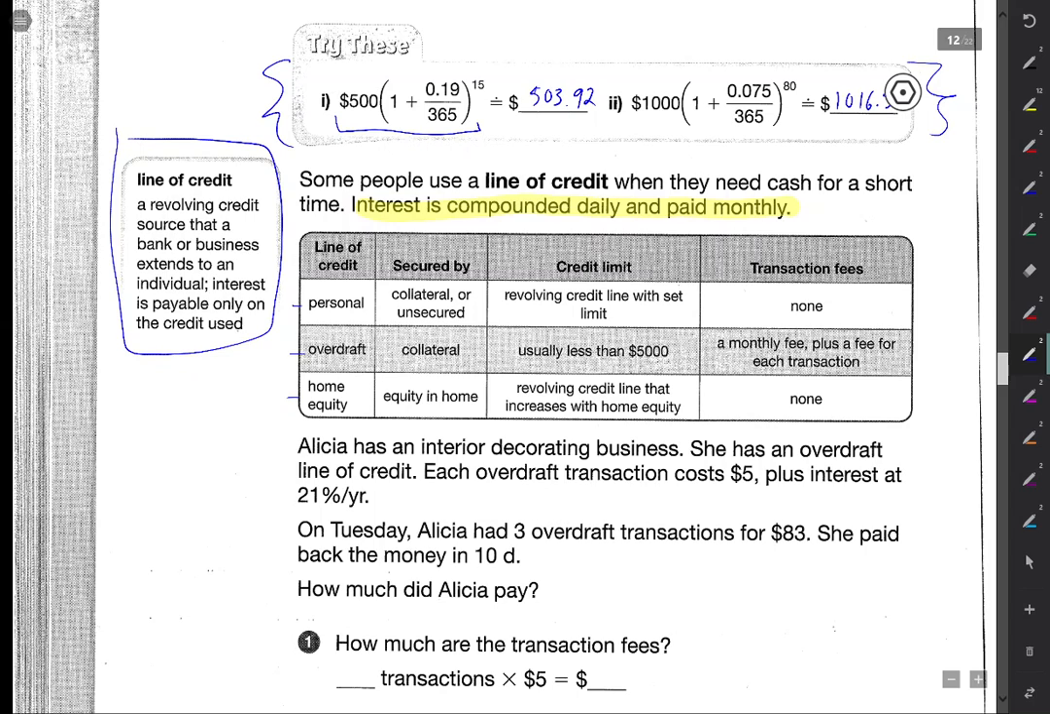So let's just hop into this example. It says Alicia has an interior decorating business. She has an overdraft line of credit. Each overdraft transaction costs $5 plus interest at 21%. So if you don't know what an overdraft is, that's basically when you have a regular bank account, and let's say you get to the point where you have $0 left in your bank account, but you still use your bank card to buy something. So then your bank will go into an overdraft. So that is a line of credit.